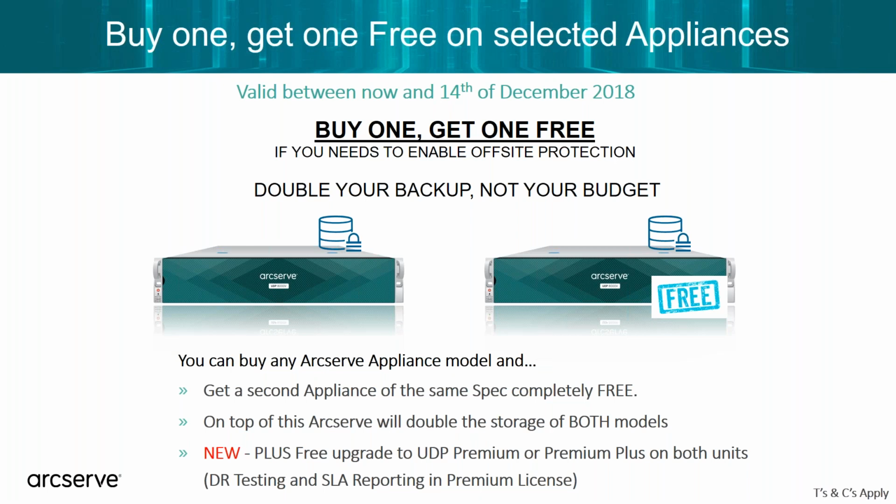Now that second box can be used however you want. Some customers like to put the second box as a replication target, so they can replicate their production backups to the DR appliance if they've got their own site. Other customers have said, look, we'll just put 2 appliances on the network, create 2 storage pools, and back up all our production data across the 2 appliances, and then we can replicate to the cloud to give us our off-site DR copy. So there are various ways that you can deploy these appliances, but the key point here is it's an incredibly powerful offer.